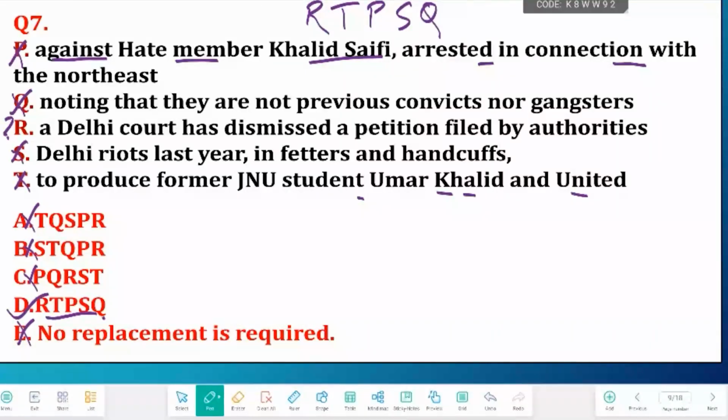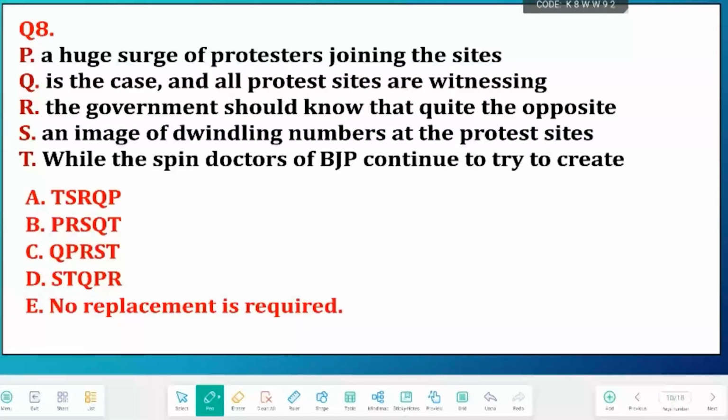तो मैंने P अभी पढ़ लिया, वापस से पढ़ता हूं R से. A Delhi court has dismissed a petition filed by authorities. Okay, correct. To produce former JNU student Umar Khalid and United. Okay, United किसके? Against hate member Khalid Saifi arrested in connection with the Northeast. So P भी बैठ रहा है सीधे सीधे. उसके बाद S, that is Delhi riots last year in fetters and handcuffs, ये भी बैठ रहा है. And then Q is the last option. The correct option will be option number D, that is RTPSQ. I hope you have got this parajumble right. Without wasting further time, we'll delve into the next parajumble.